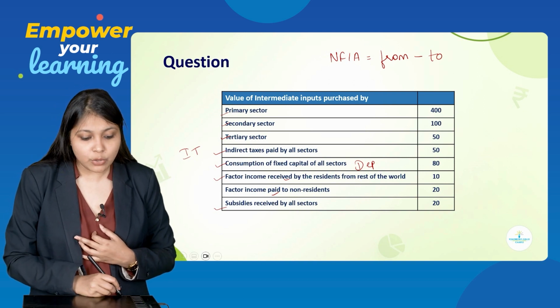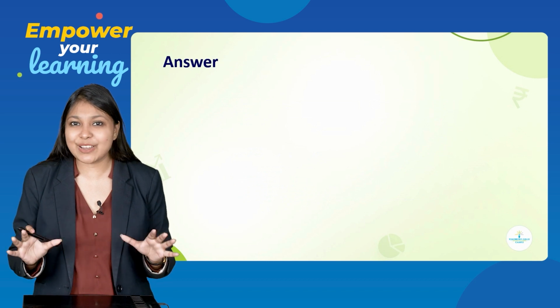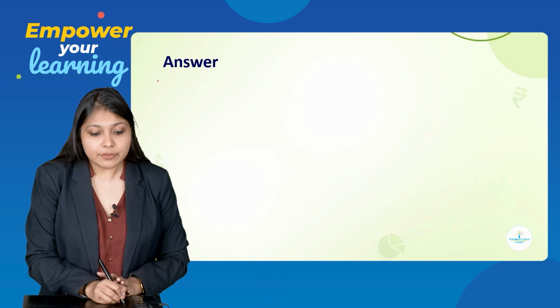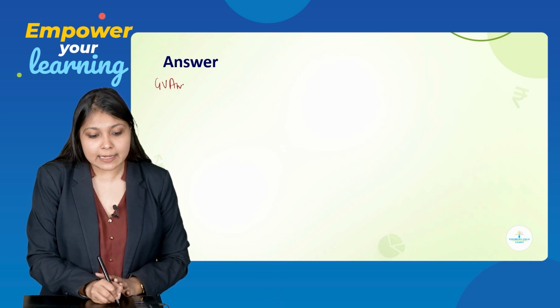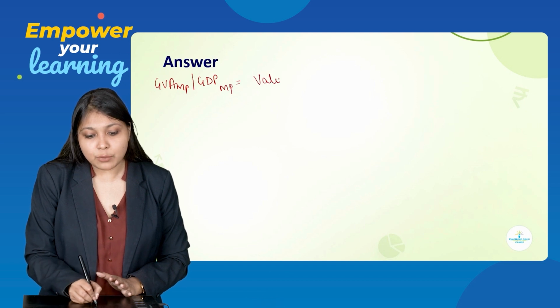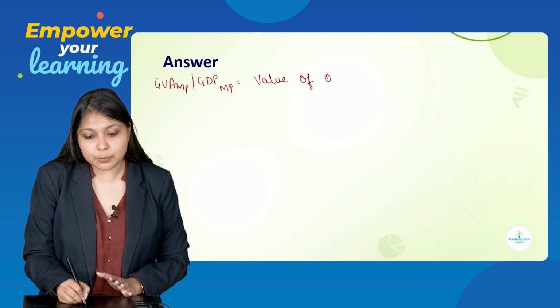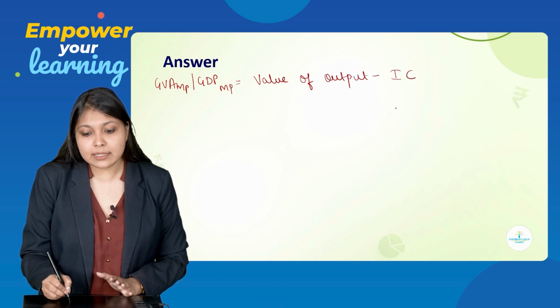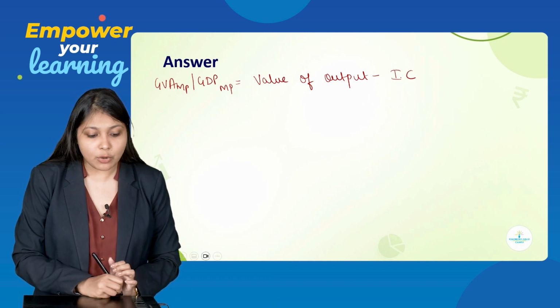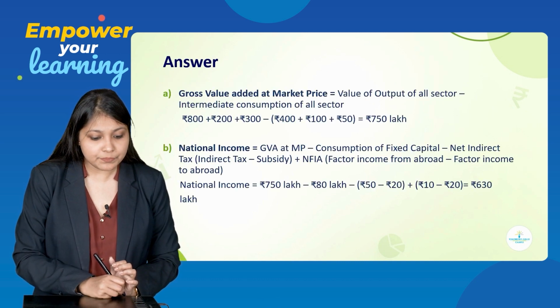So let us find out. Enough data is given to you. We can very easily find out. So let us find out. First, GVA at MP. It can also be written as GDP at MP. Value of output minus intermediate consumption. So value of output is how much is given to us.